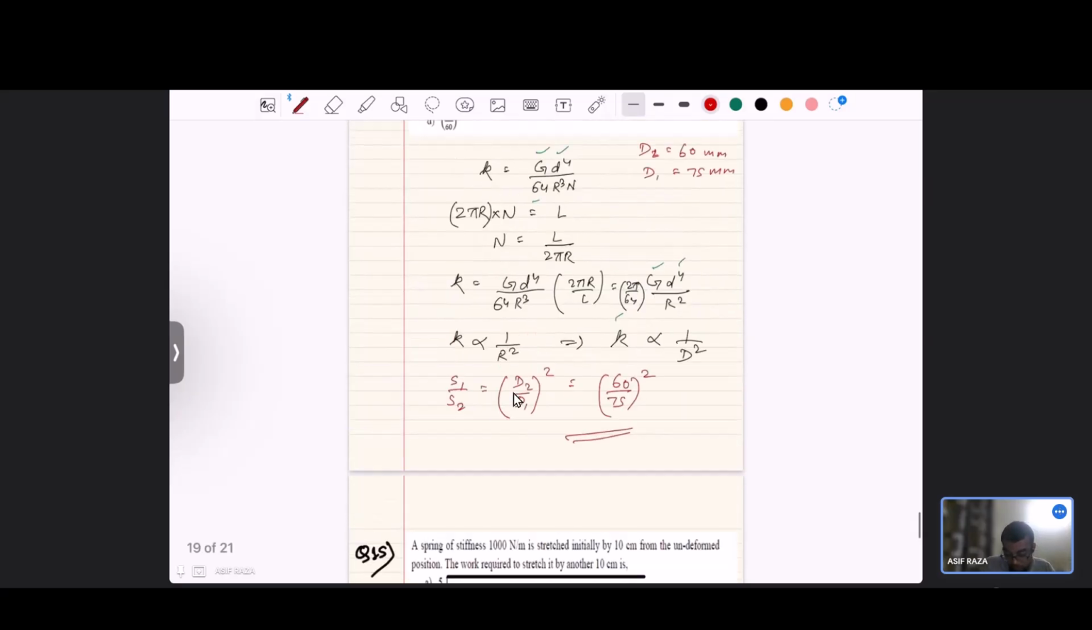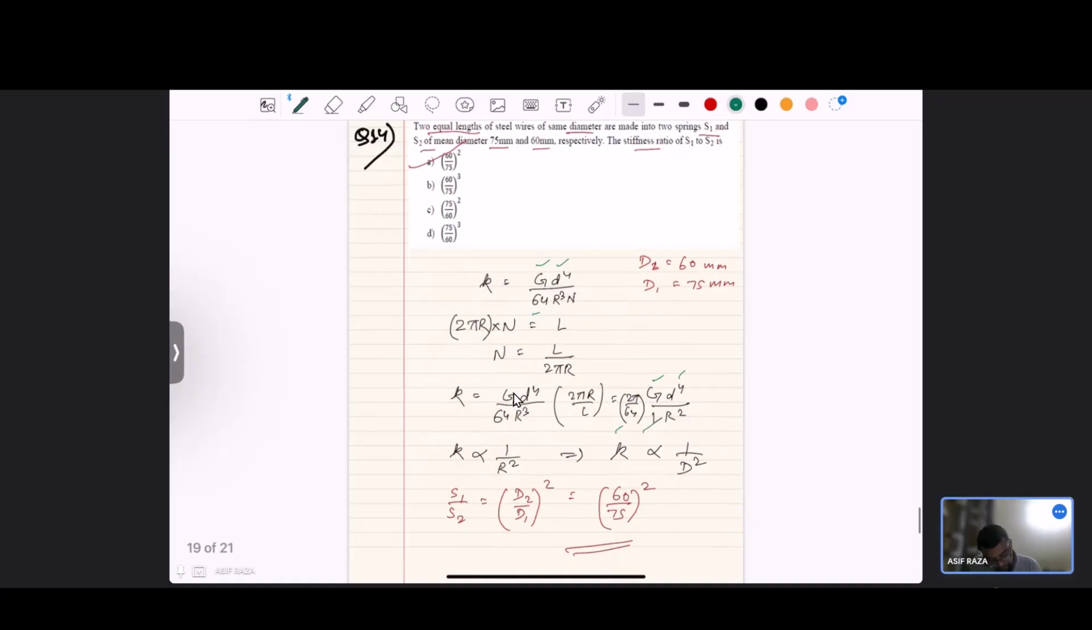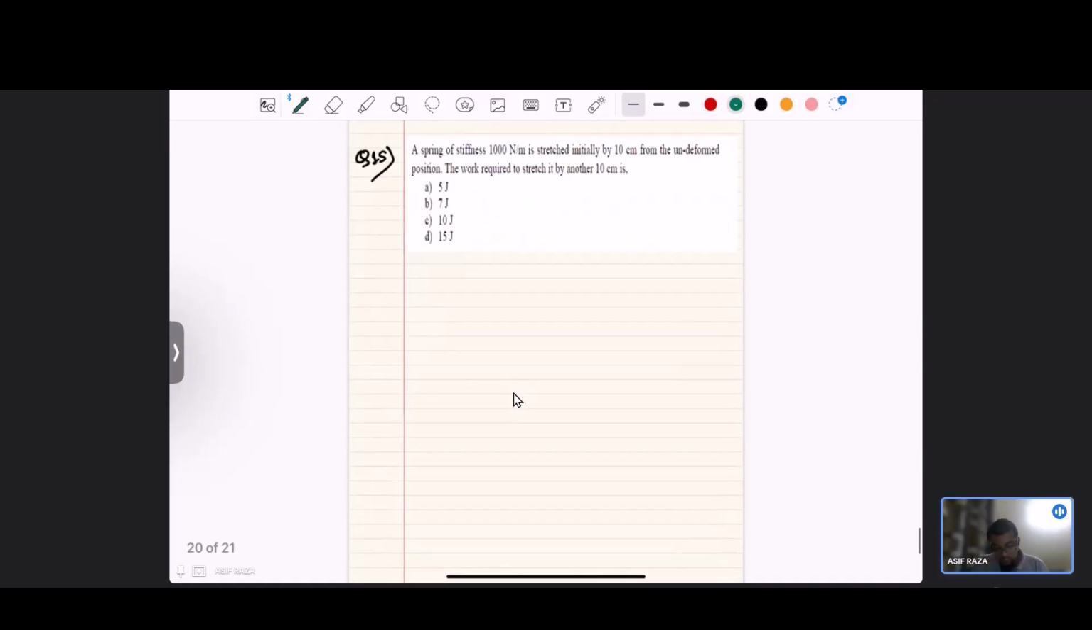So this is a very good question. I actually forgot that the number of turns would be different for different spring diameters, because the length is the same for all. Moving on to the next question.